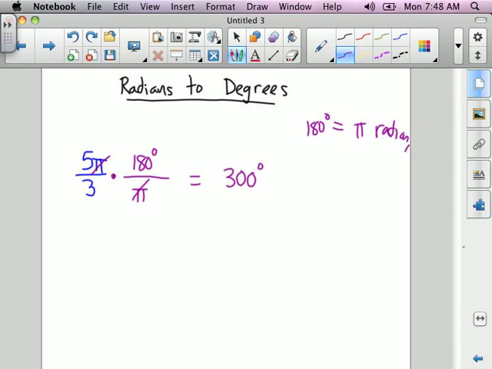I'm going to do just one more example of this type. Let's say I started with negative 3 pi over 4 radians. Again, we multiply by our conversion factor, 180 over pi. And when you cancel your pi's and simplify your problem, you're going to end up with negative 135 degrees for our problem. Negative 135 degrees, same thing as negative 3 pi over 4.